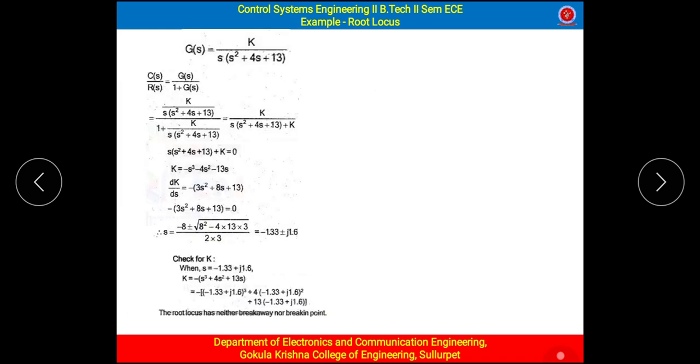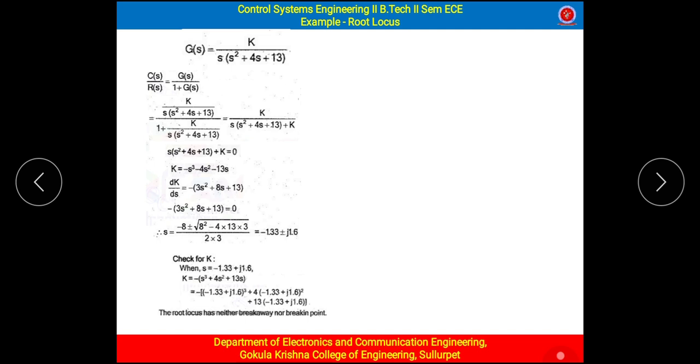So let's see in the example. In the first case, c of s by r of s, where g of s is the open loop transfer function, and the closed loop transfer function is g of s by 1 plus g of s. And what is the characteristic equation there? s into s square plus 4s plus 13, plus k equal to 0. Then what is k? We write the expression for k as minus s cube minus 4s square minus 13s. Then differentiate it, make it equal to 0, and calculate s.